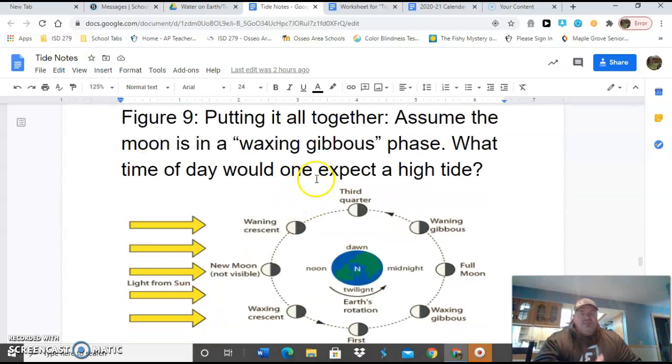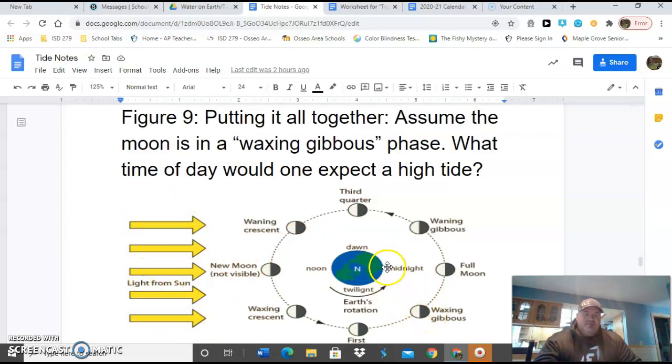Assume that the moon is in a waxing gibbous phase. What time of day now would you expect a high tide? Now remember, when we're talking about time of day, we have to think about the position of the sun. So let's say the sun's over here. Light from the sun is over here. Waxing gibbous is over here.